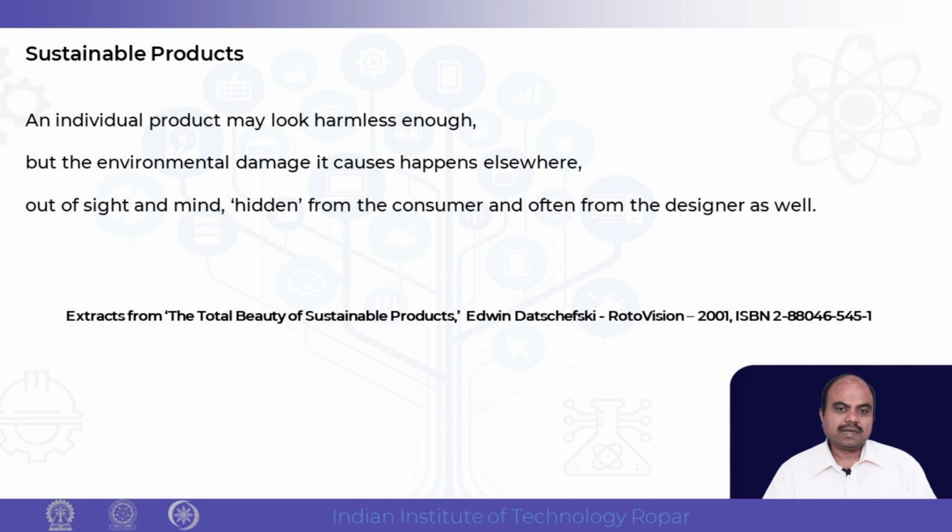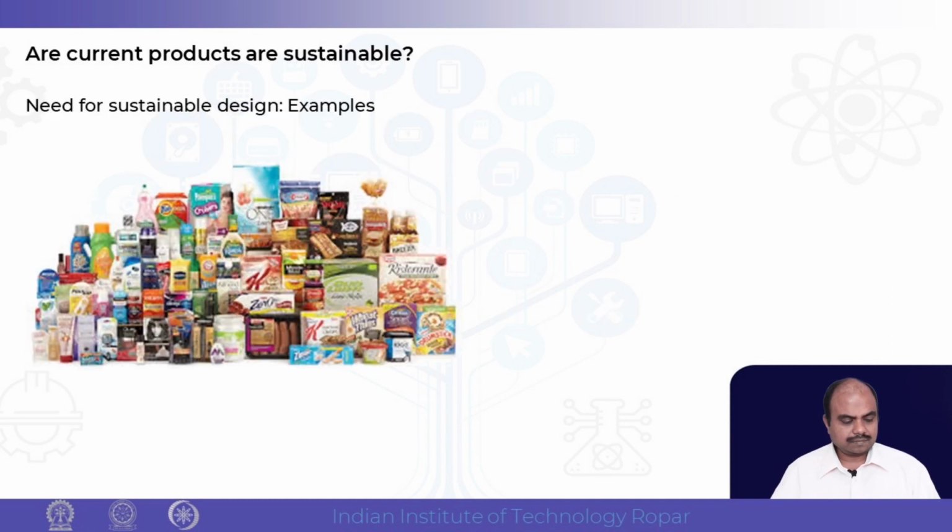Individual products may look harmless enough, but the environmental damage they cause happens elsewhere. There are many products which have such issues, sometimes out of sight. Emissions which are not caused in front of us, we feel that these emissions are not there. But that's not the case. Emissions are there. So let us go through some examples.